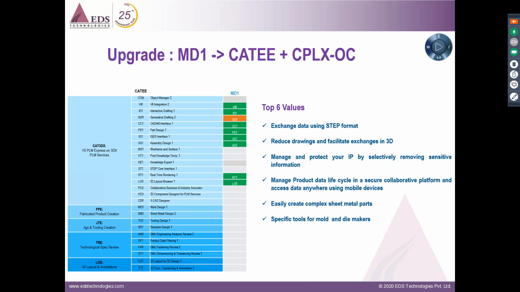You can easily create complex sheet metal parts, and also you can provide specific tools for mold and die makers. You can also reduce drawings, and we can facilitate the 3D exchanges using FT1, that is functional tolerancing and annotation 1. And also you can use product data filtering techniques using DF1 to manage and protect your IP by selectively removing sensitive information from the given component or assembly.